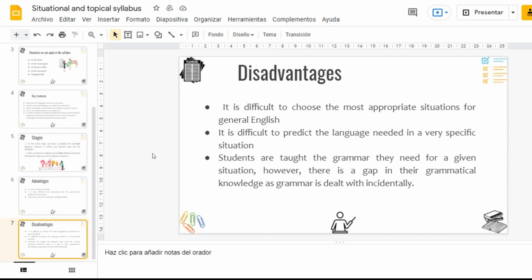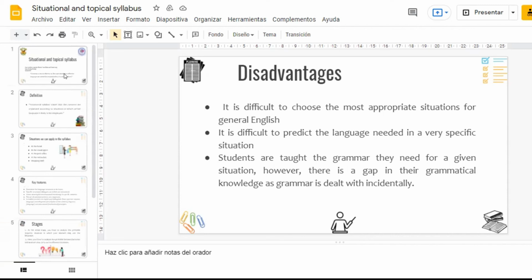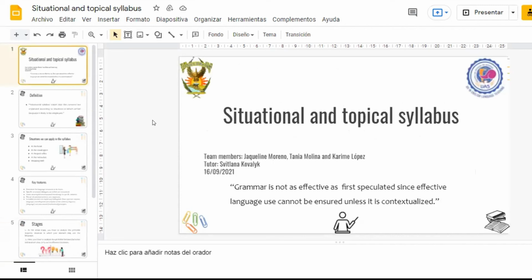Just to go back to the main quotation from the first slide: language use cannot be ensured unless it is contextualized. That's basically the most important thing about this syllabus. We have to contextualize language structures for learners to know when and where to use them.